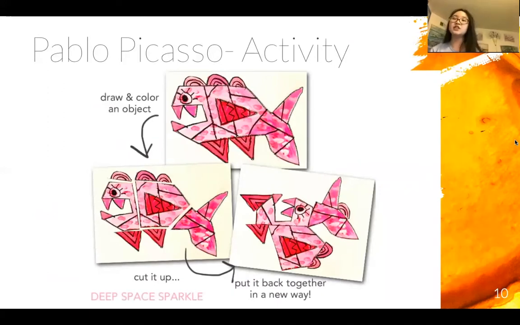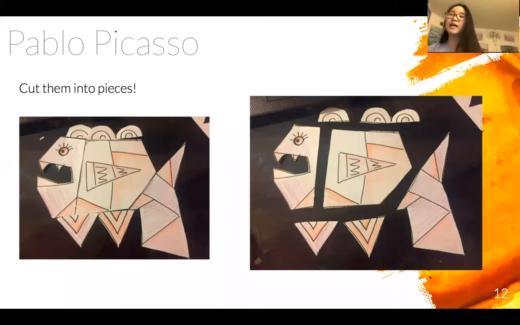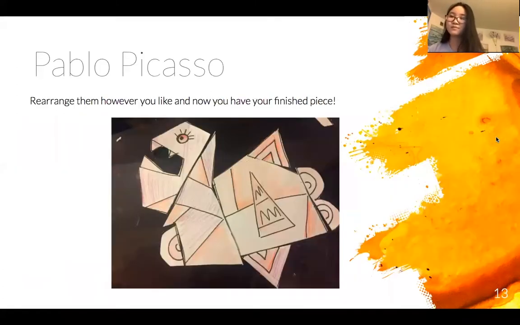Today we're going to do a Fish Pablo Picasso activity, where you get to know a little bit more about cubism. In the link in our bio, you can see a printable Picasso sheet, which has the fish. The first step is to take the printout and color it however you like. Next, you want to cut it into pieces exactly like how I did and split them apart. Then you can rearrange them however you like, which sort of replicates the cubism style that Picasso helped create.